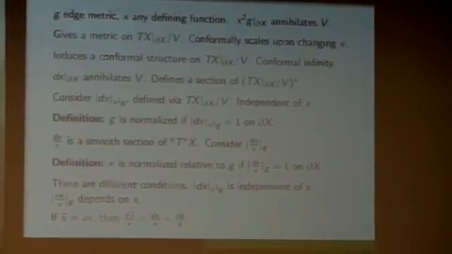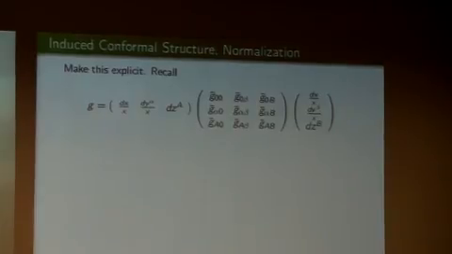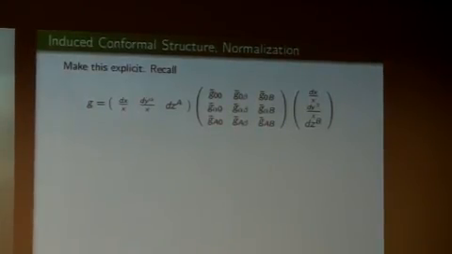Like I said, these are all invariant descriptions, so let's make this explicit. Here's our formula for the metric. Let's see what these normalization conditions really mean. Remember, we've got a positive definite matrix here, an arbitrary smooth positive definite matrix in the middle there.